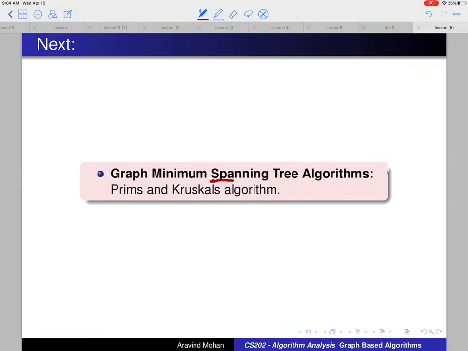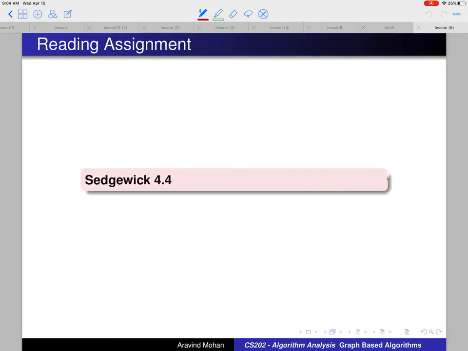And the next step is we are going to talk about minimum spanning tree. Most likely we will start this discussion next week. We will cover Prim's and Kruskal's algorithm. We will talk about MST and also those two individual algorithms to understand how the MST works.